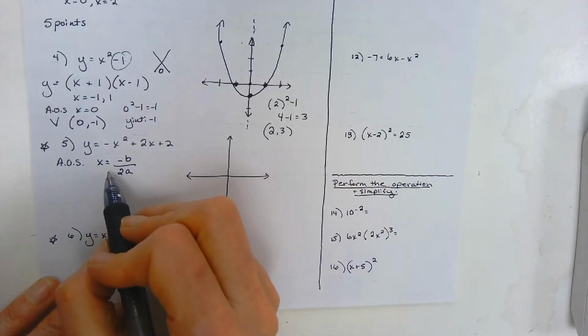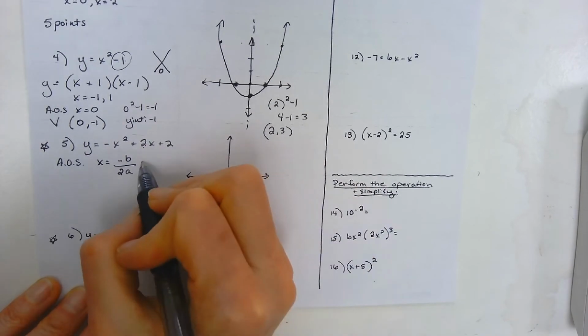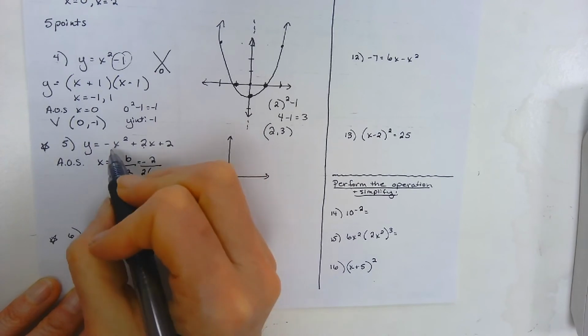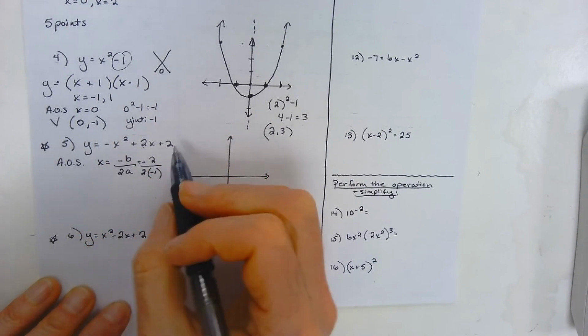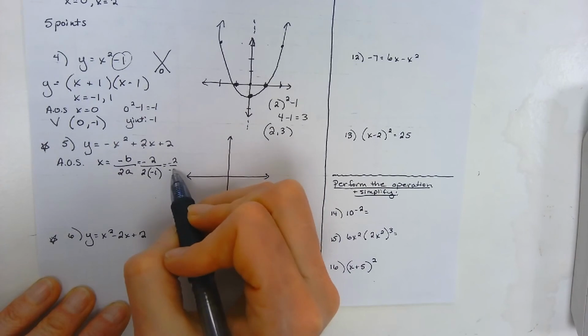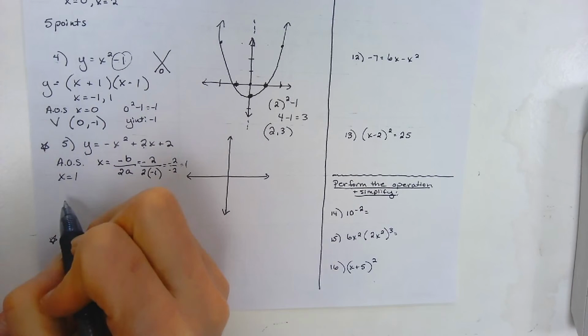So what is the axis of symmetry? Well, it's going to be the opposite of b, so that's negative 2, over 2 times negative 1. So that's negative 2 over negative 2, which becomes 1. So the axis of symmetry is x equals 1.